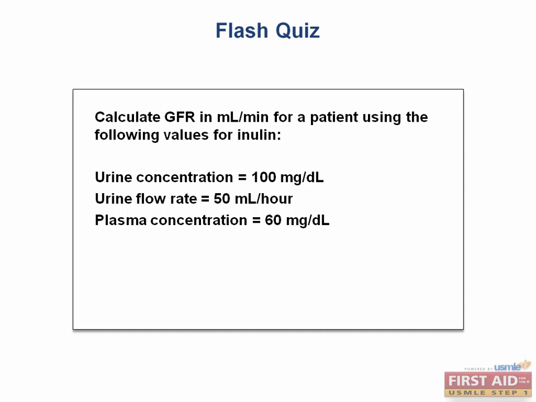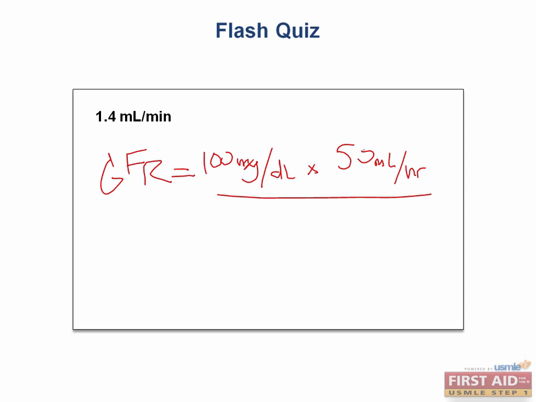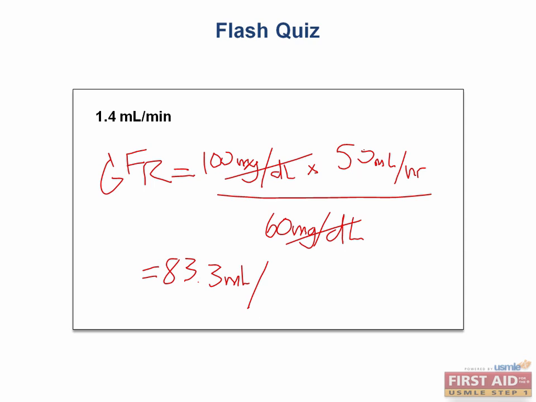Calculate the GFR in milliliters per minute for a patient using the following values for inulin: for urine concentration, urine flow rate, and plasma concentration. Using the formula where GFR equals UV over P, we have our urine concentration, or 100 milligrams per deciliter, times our urine flow rate, which is 50 milliliters an hour, over our plasma concentration, 60 milligrams per deciliter. Now these two will cancel out, and we will get 83.3 milliliters per hour. Now because the question asked for milliliters per minute, we're going to divide this by 60, and this gives us 1.4 milliliters per minute.